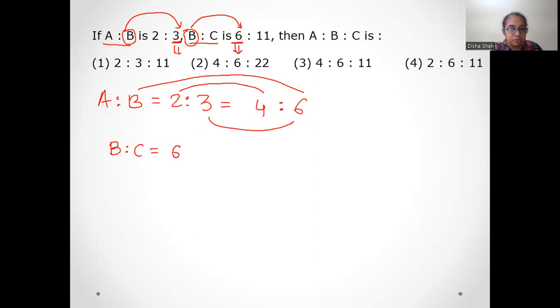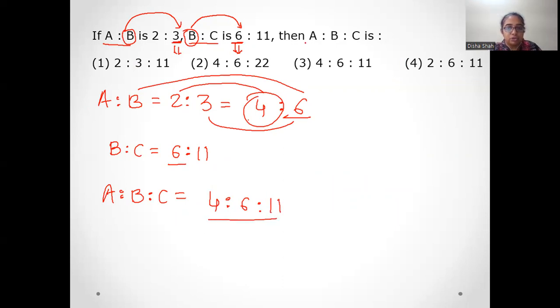B is to C, we know that it is 6 is to 11. From this, A is to B is to C is nothing but what? A की value है 4. Now don't take this value, you have to take this value. A is 4, B is 6, which is common in both, and C is 11. Answer is 4 is to 6 is to 11. This is how you can combine the ratios.